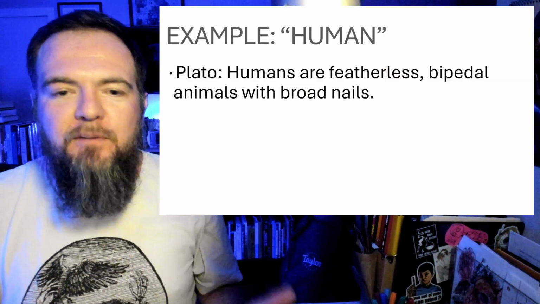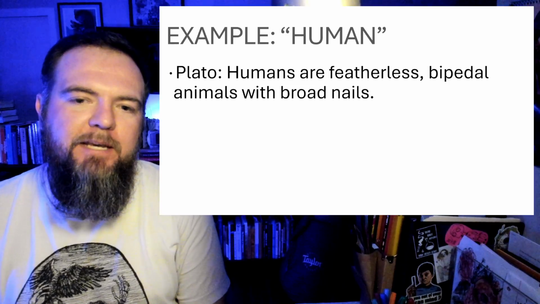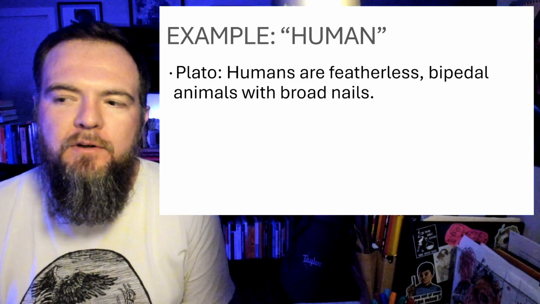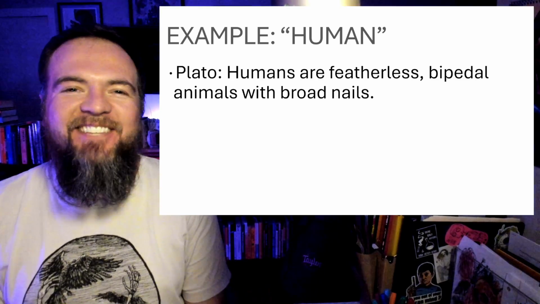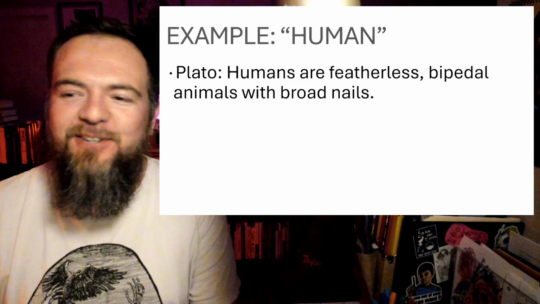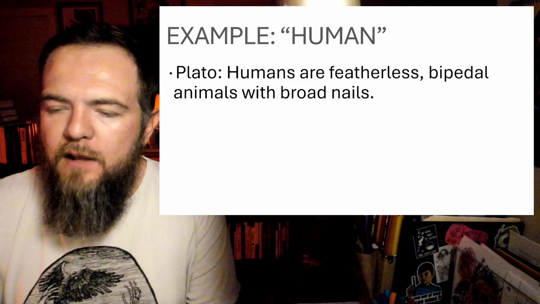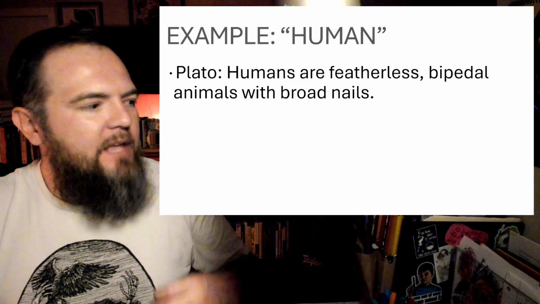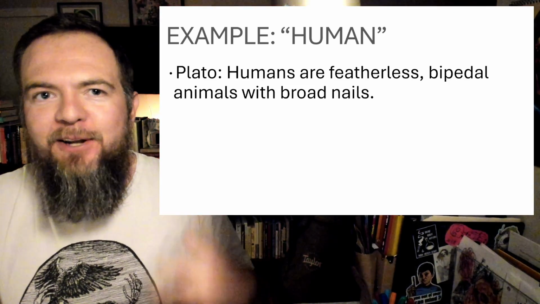So Plato supposedly revised his definition to be humans are featherless bipedal animals with broad nails. So they don't have talons. They have broad nails like our fingernails or our toenails or whatever else. So what this really shows is that definitions can be honed in over time.